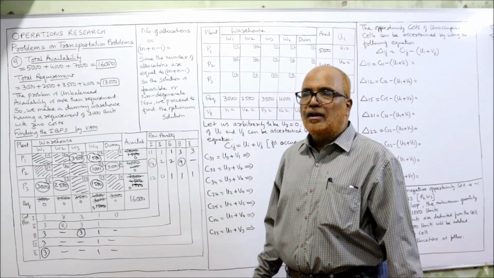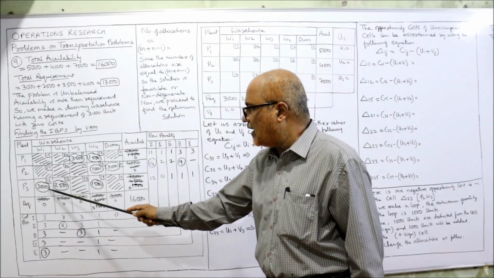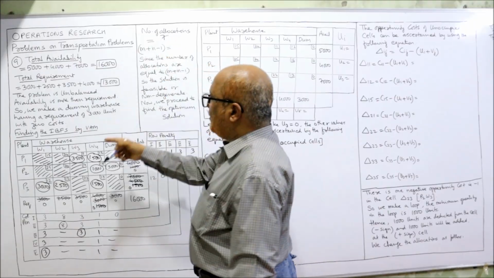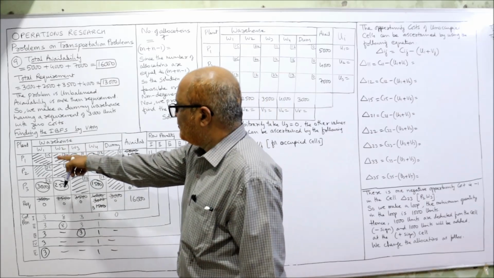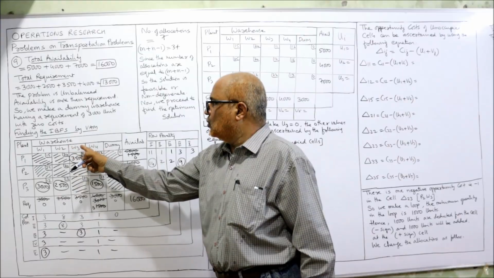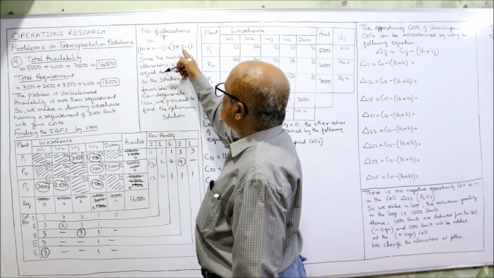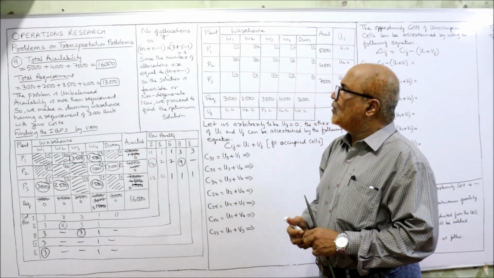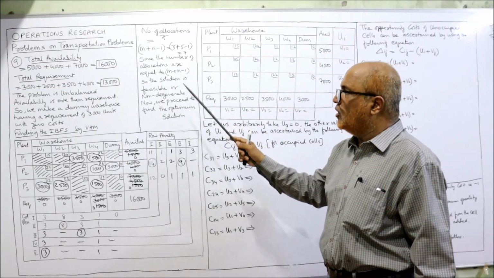We have completed. Now, number of allocations. How many allocations we got? 1, 2, 3, 4, 5, 6, 7. 7 allocations we got. Now m plus n minus 1. M stands for number of rows. So how many rows we have? 3 rows. Plus number of columns: 1, 2, 3, 4, 5 columns. Minus 1. 3 plus 5, 8. 8 minus 1, 7. That means since the number of allocations is equal to m plus n minus 1, the solution is feasible or non-degenerate.